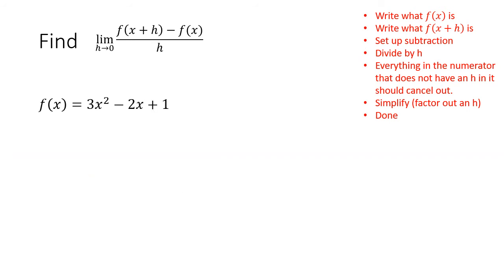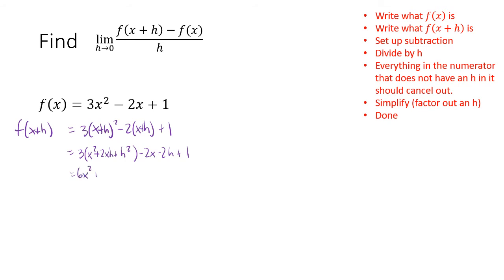Here we have f of x already, 3x squared minus 2x plus 1. So we're going to say, all right, cool, what is f of x plus h? We're going to plug in x plus h. 3 times x plus h, quantity squared, minus 2 times x plus h plus 1. So this is going to be 3 times x squared plus 2xh plus h squared, minus 2x minus 2h plus 1. 6x squared, oh sorry, 3x squared, I can do math. 3x squared plus 6xh plus 3h squared minus 2x minus 2h plus 1. Cool.